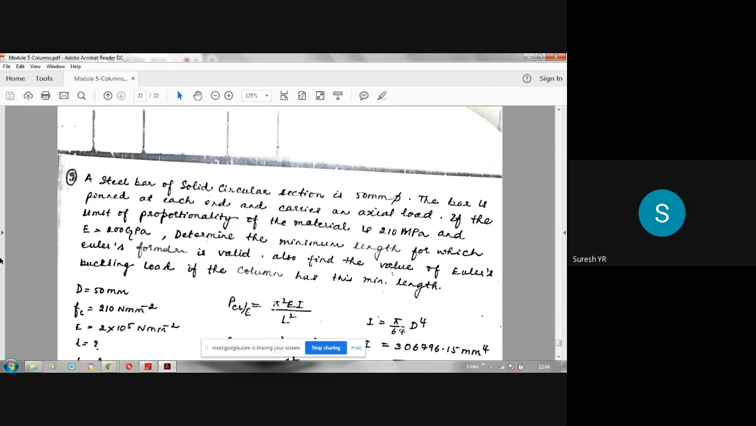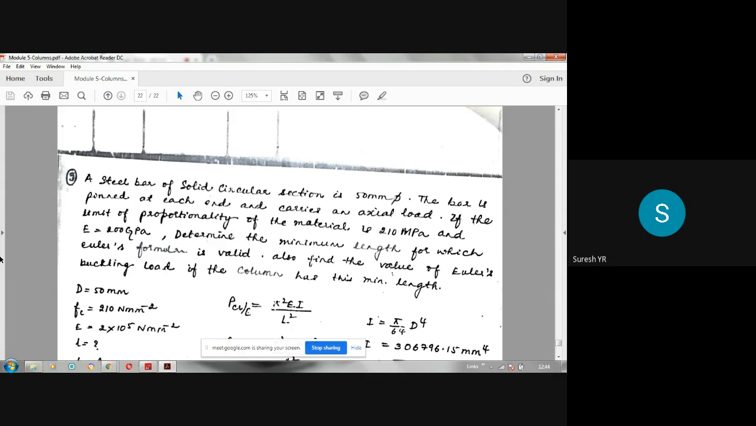You should be careful with the boundary conditions. At the hinged end, slope is not 0, deflection is 0. At the fixed end, both deflection as well as slope are 0. At the free end, both are not 0: deflection is not 0, and slope is also not 0.